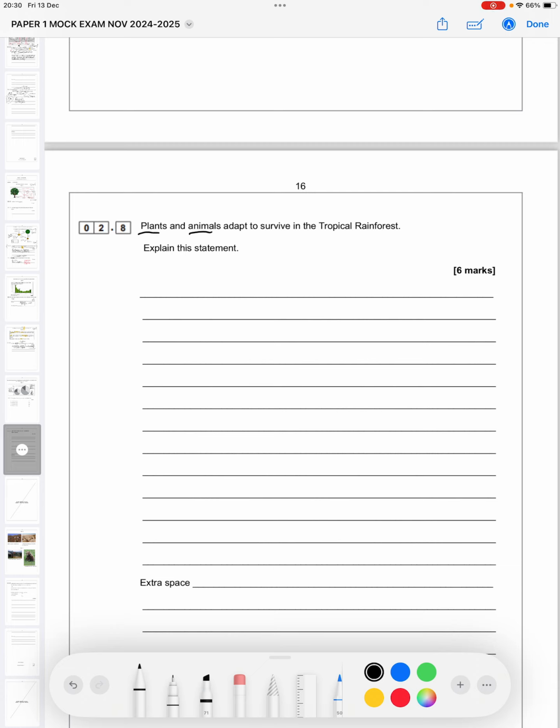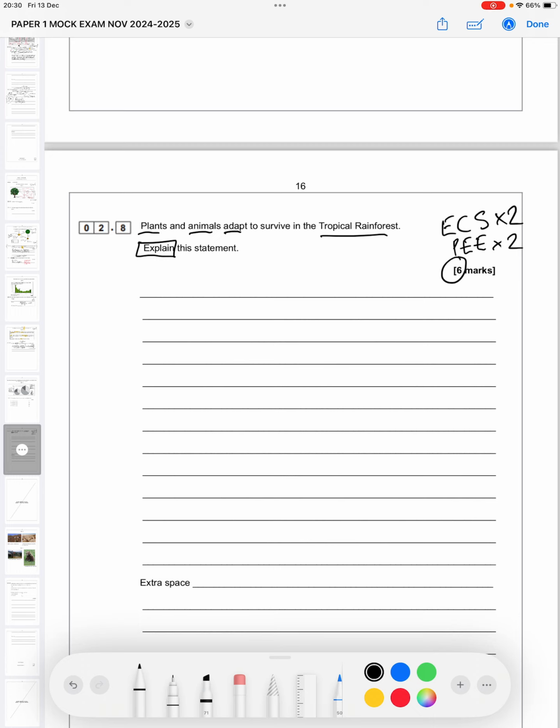So you've got plants and animals adapt in the tropical rainforest to survive. Explain. So for my students, I would teach this as evidence, comment, stretch times 2. Or you could do point, evidence, explain times 2. You're thinking here about what animals and plants you've studied for the rainforest. You only need 1 per, so 1 animal, 1 plant.